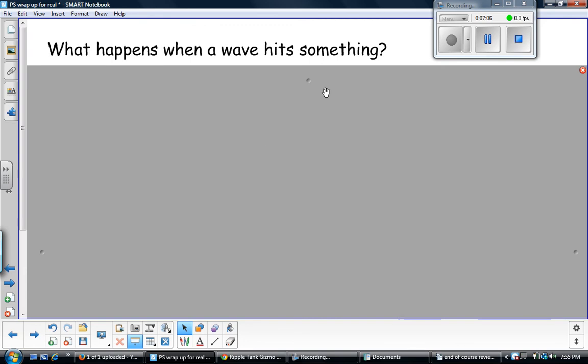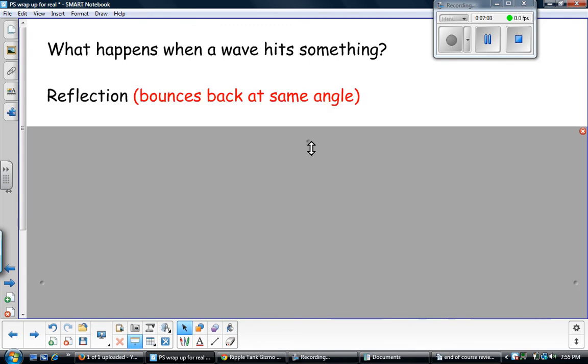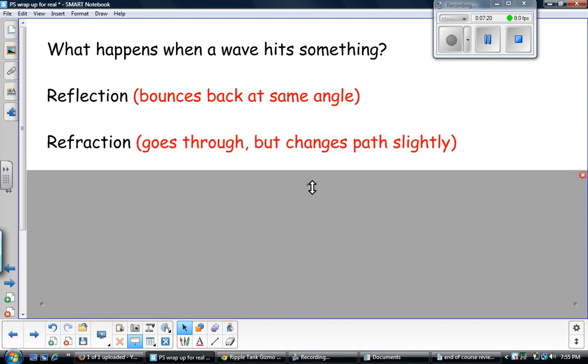Alright, what happens when a wave hits something? There are three basic things that can happen. First off, the wave might bounce back. When it does that, it's called reflection, and a wave will bounce back at the same angle that it hits. It might do what's called refract. Refraction is when a wave goes through an object, but as it goes through, it slightly changes paths.